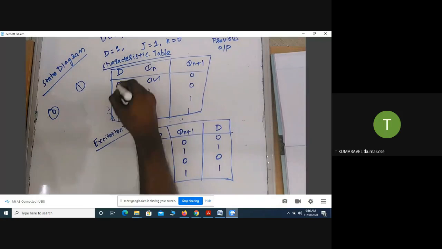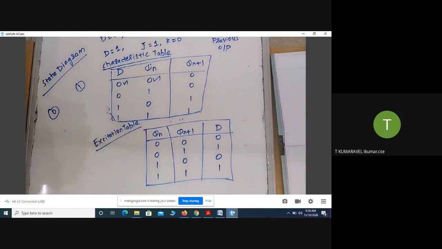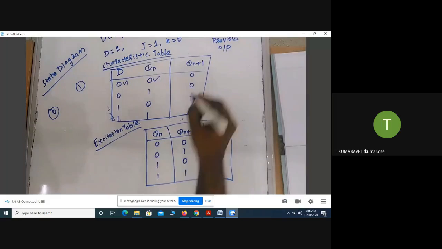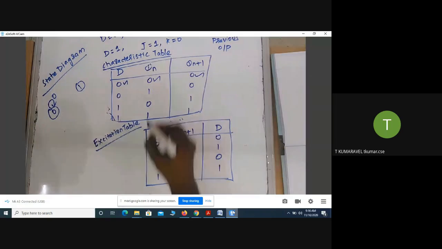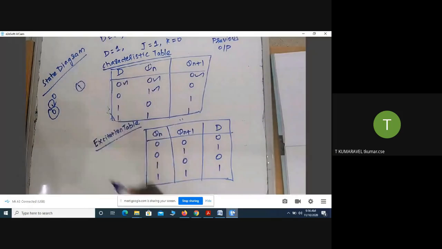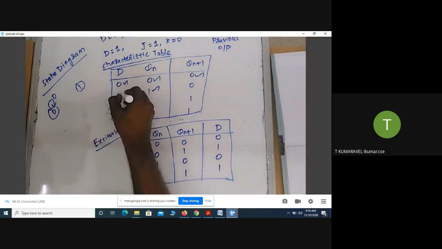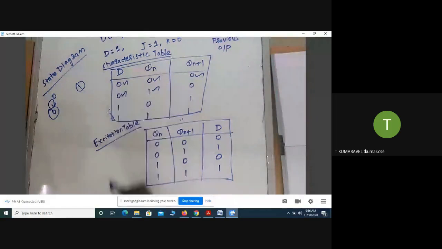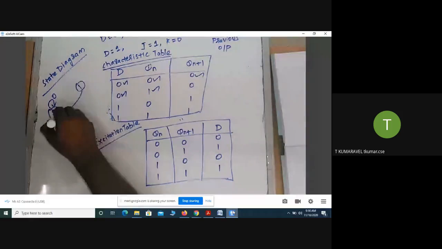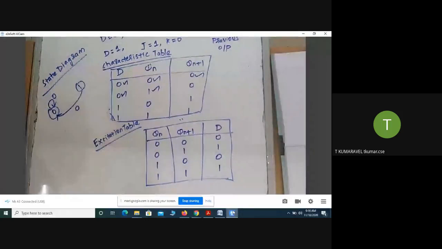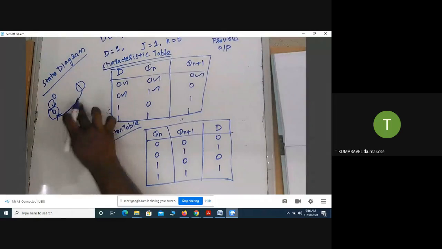Whenever my input value is 0, what is the next state? It's 0. I'm there in state 1. I accept the input 0. What is the next state? The next state is 0.